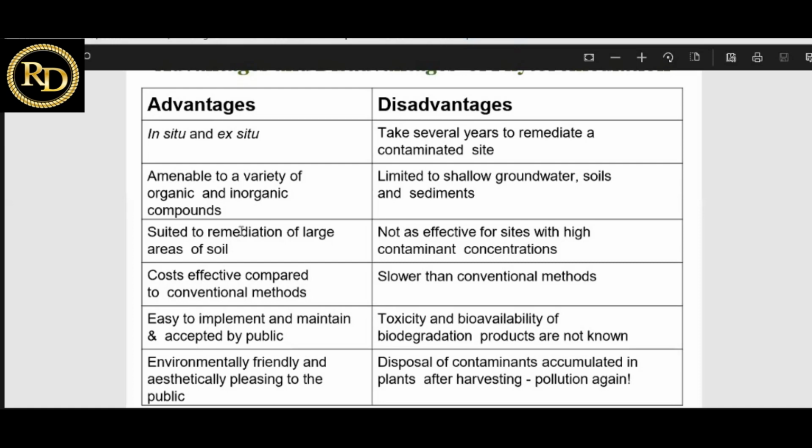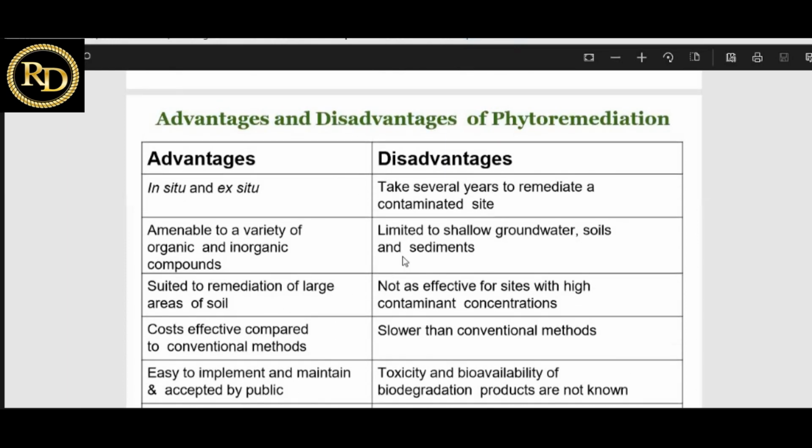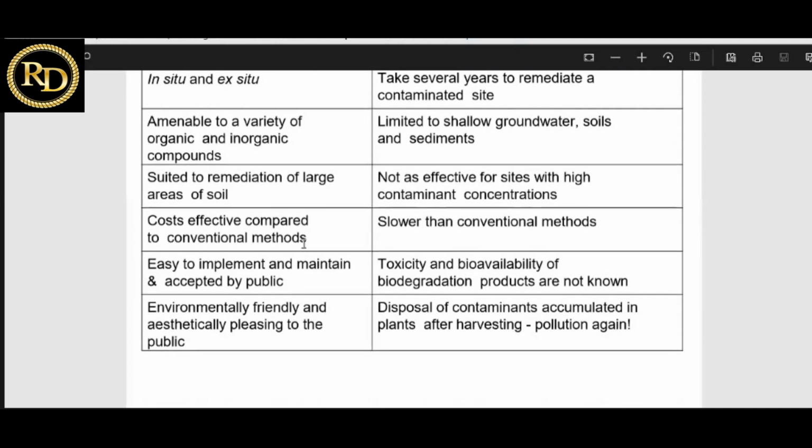It is also slower than the conventional method. And the toxicity and bioavailability of the biodegradable products are not known in this case. The advantages are that it is very easy to implement and maintain and is accepted by the public. Second, it is an environmentally friendly approach for us. Besides this classification and these advantages and disadvantages, we have more advantages and disadvantages.